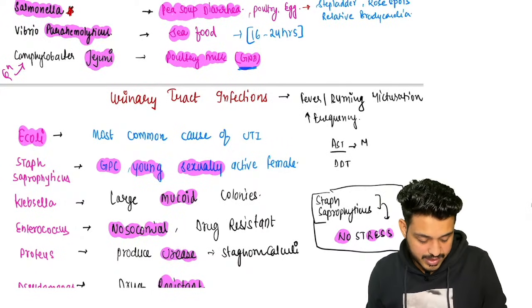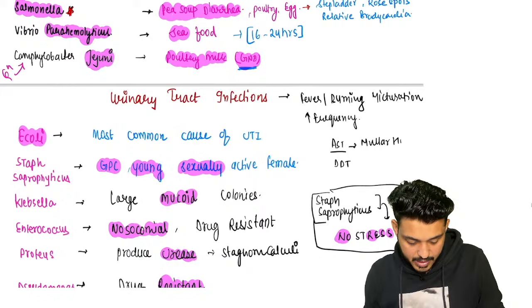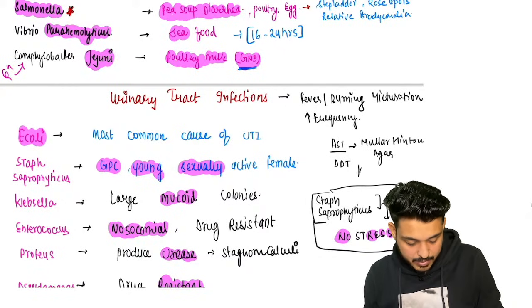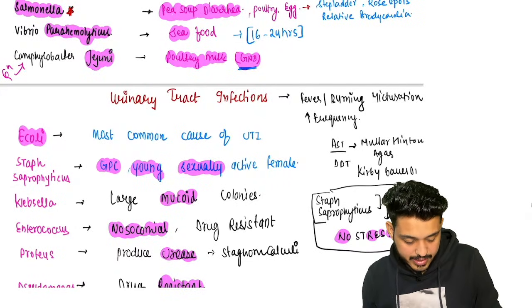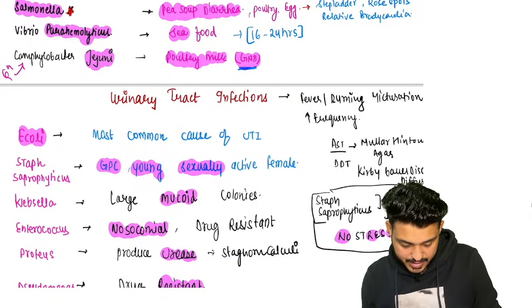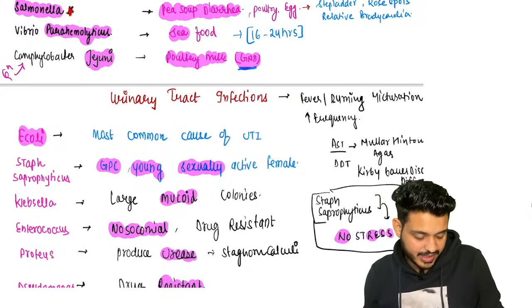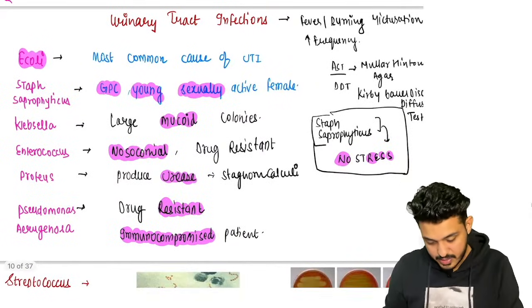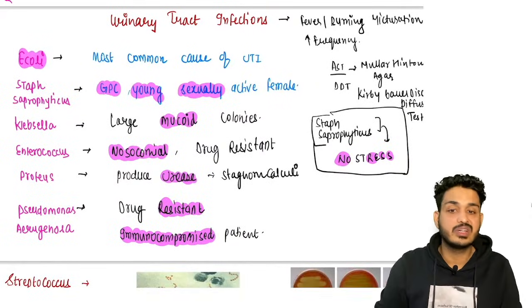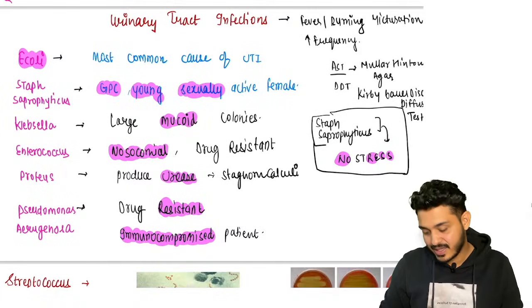That agar is known as Muller-Hinton agar. And the name of the test is the Kirby-Bauer disc diffusion test. Remember, here we cannot identify the dose, right? But we can identify which drug is susceptible and which drug is resistant.